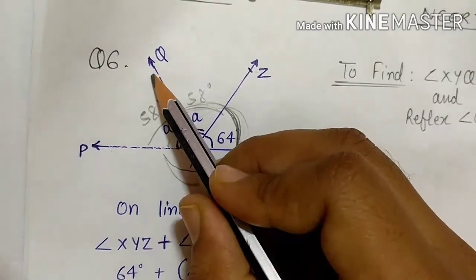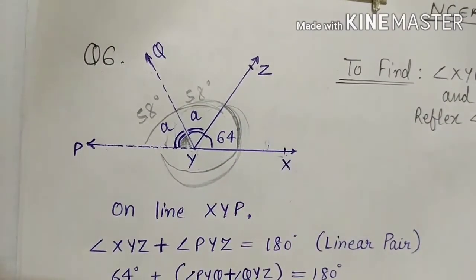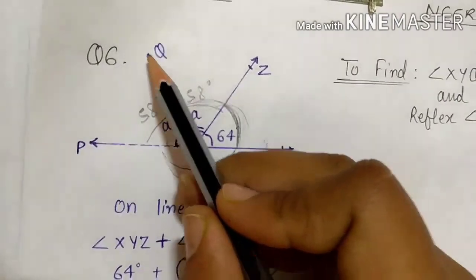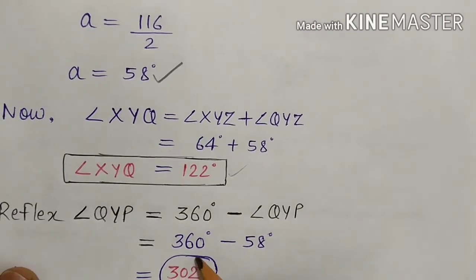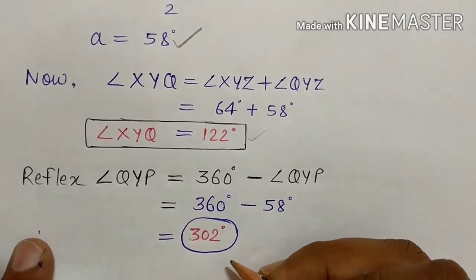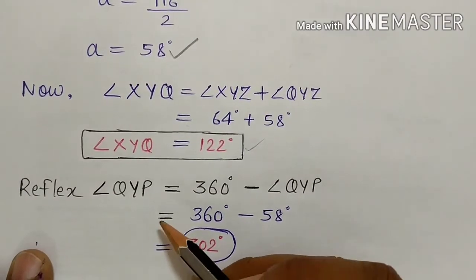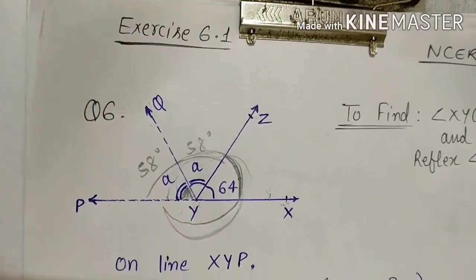Angle PYQ. So we can find our reflex angle easily. What is the whole angle? 360 minus angle QYP, that is how much? 58. So let's find out. 360 minus angle QYP, that is 360 minus 58, it comes to 302 degrees. So in this way we have found our reflex angle QYP also. And here we have completed our exercise 6.1.